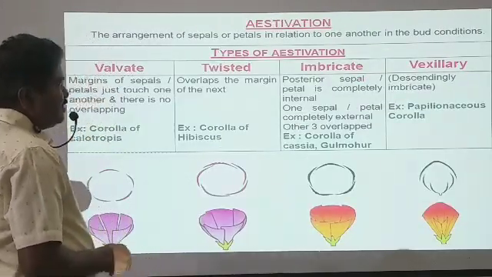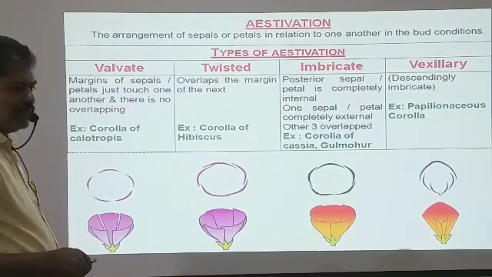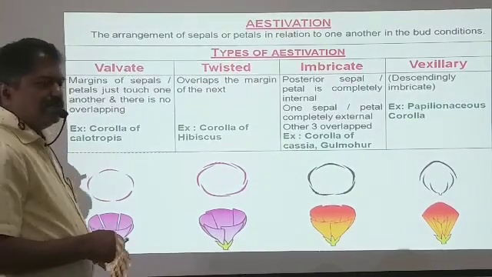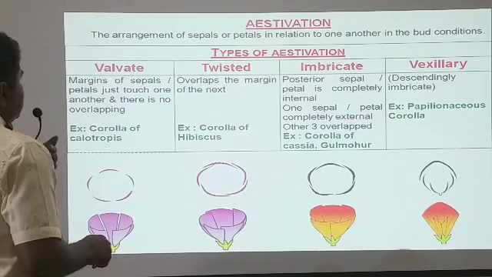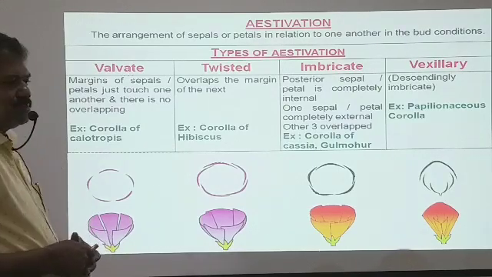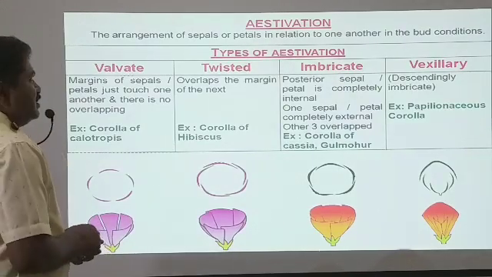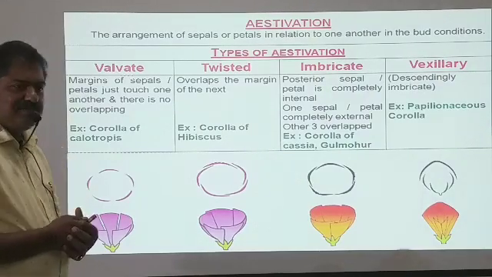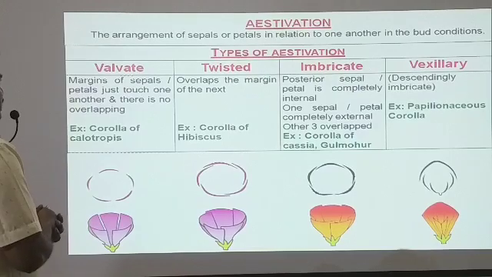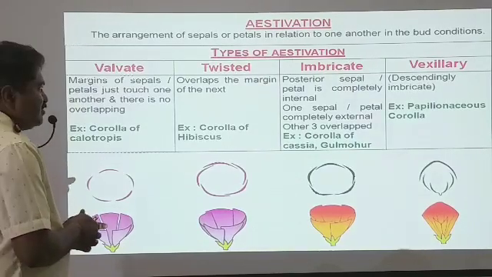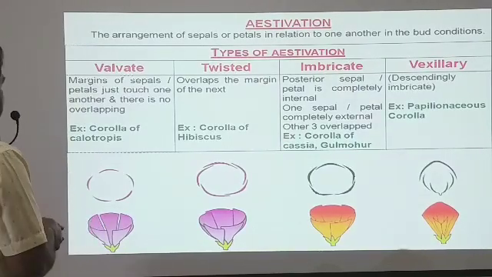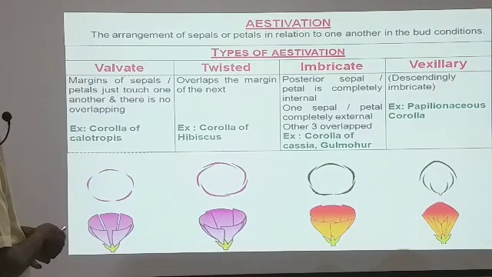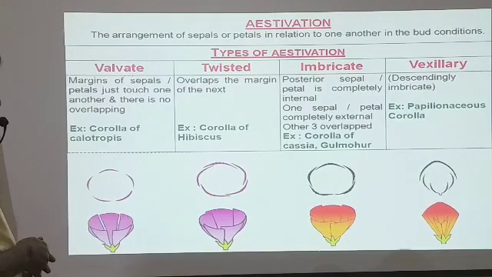So this is the next one, that is called aestivation. It is also very important for your examination. In aestivation, the arrangement of the sepals or petals in relation to one another in the bud condition is called aestivation. There are 4 types of aestivation: valvate aestivation, twisted aestivation, imbricate aestivation, and vexillary aestivation.